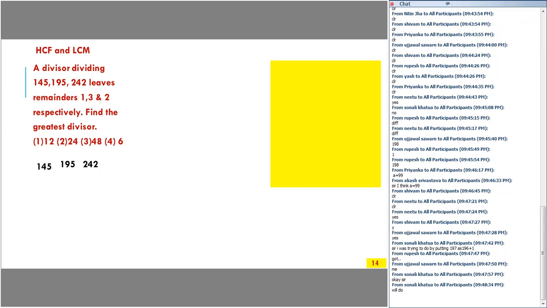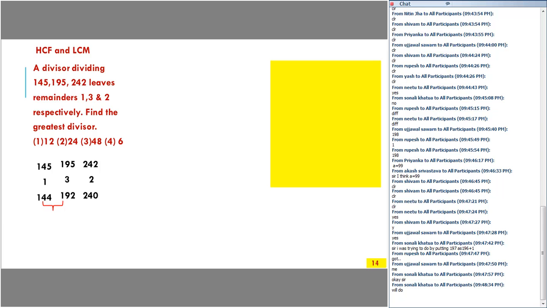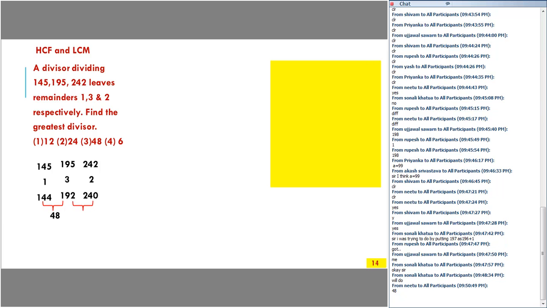145. Leave what remainders? So 144 should be reduced by that number. 192 should be reduced by that number. 240. What's the HCF of these three numbers? 48. That's the greatest divisor. How many are clear? That's the greatest divisor.